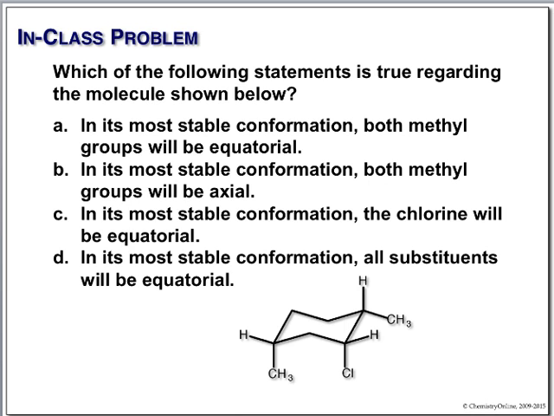In its most stable conformation, both will be axial. No, same reason. Let's look at D. In its most stable, all substituents will be equatorial. Well, that's impossible, isn't it? Therefore, in this one, the chlorine will be equatorial. Right now, it's axial, so is its methyl. So when we ring invert, this will become equatorial, so will this, and this poor guy is forced axial.